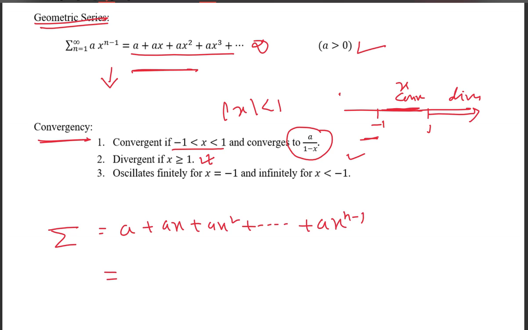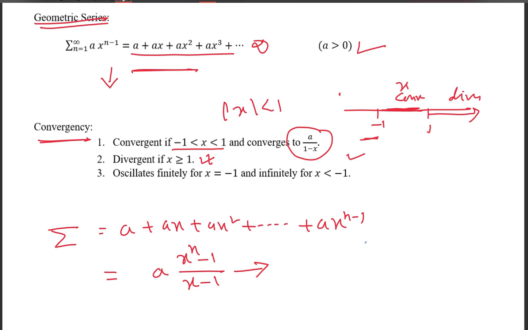The value will be a times x to the power n minus 1, by x minus 1. Now see, if n tends to infinity, what will happen to this limit? That depends on the value of x. The limit as n tends to infinity depends on the value of x to the power n.